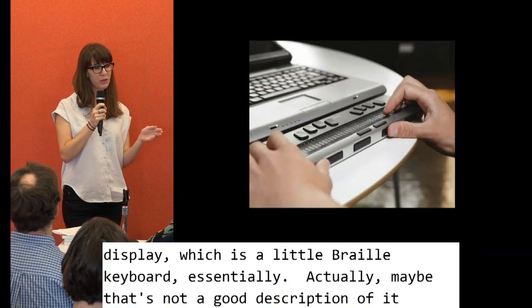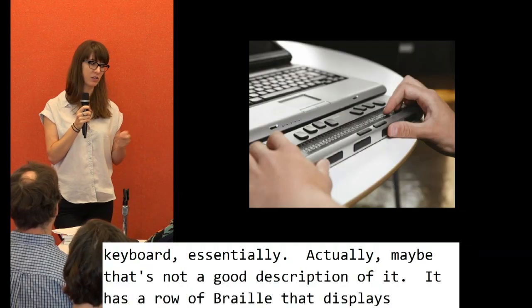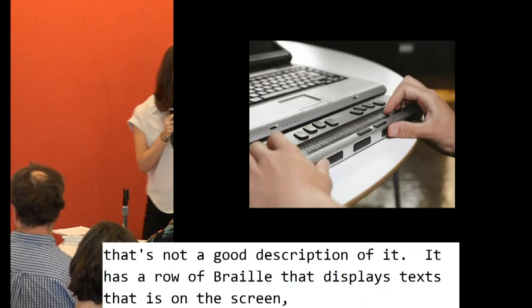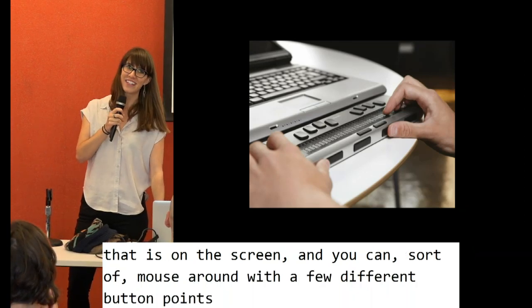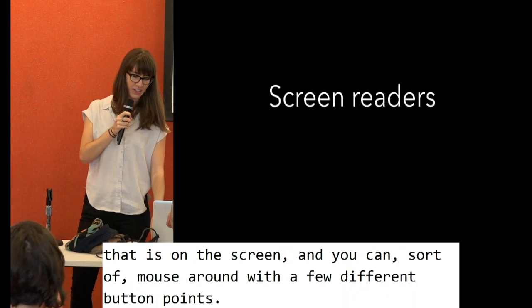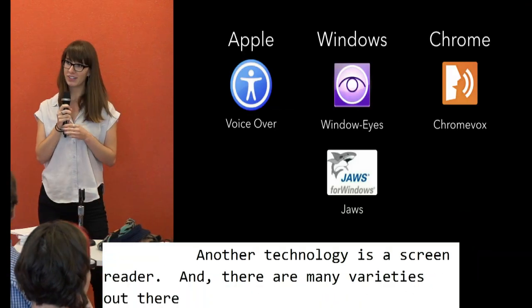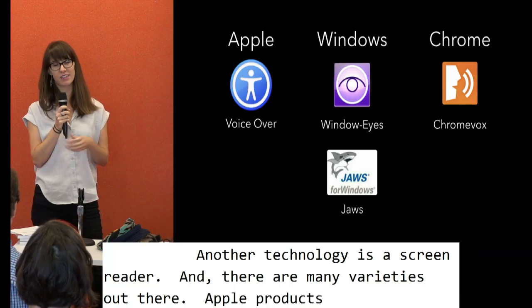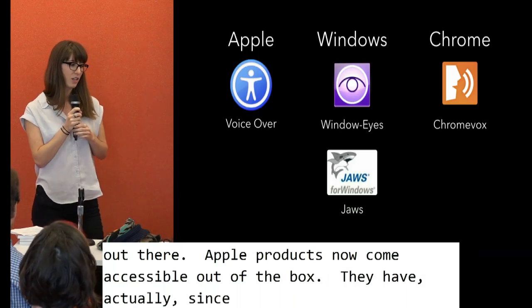It has a row of braille that displays text that is on the screen, and you can sort of mouse around with a few different button points. Another technology is a screen reader, and there are many varieties out there. Apple products now come accessible out of the box. They have actually since the early days, which is great.